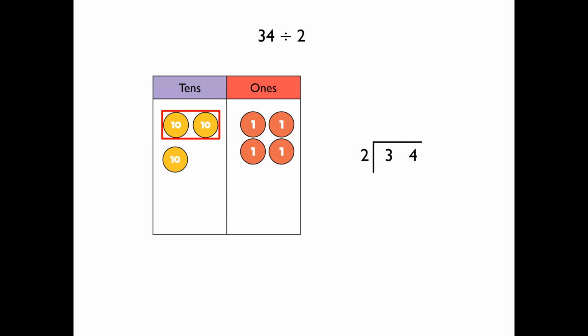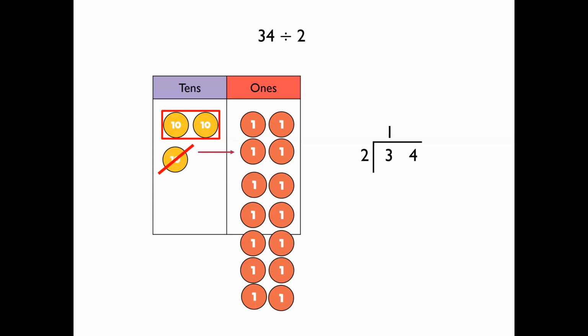We need to exchange the remaining 10 into the ones value column. Let's see what this looks like on the place value table. We also need to record this exchange in the formal written method, and we do this by writing a little 1 in the ones column alongside the digit that is already there, which is 4. Notice that I write the exchange to the left-hand side of the digit. So now you can see that we have 14 ones.